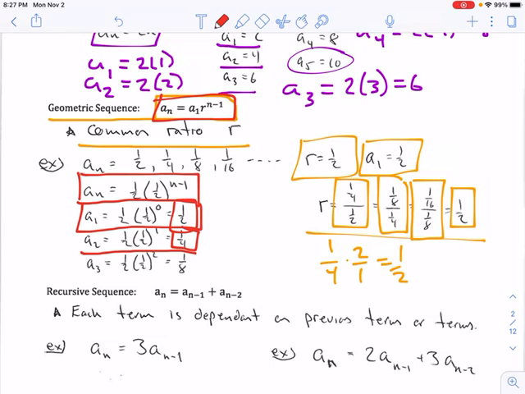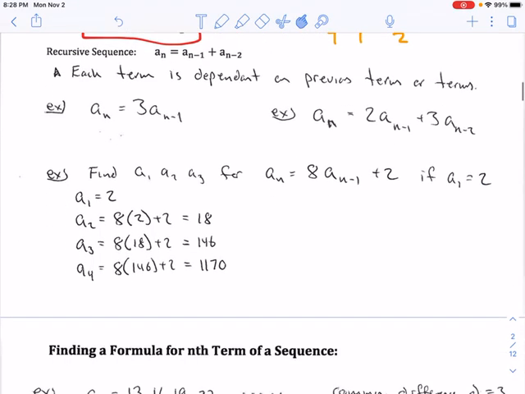And likewise, we can see that a sub 3 will be equal to 1 over 8. And those were the first 3 terms of our sequence here. So it looks like our nth term formula works. So that is a geometric sequence. That's another very important type of sequence that we're going to be using throughout this particular unit.